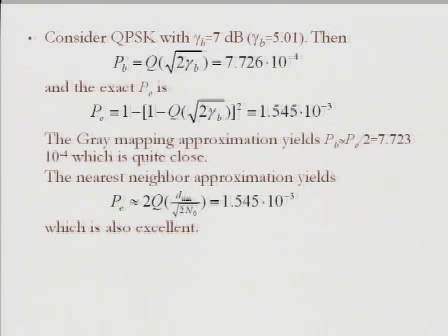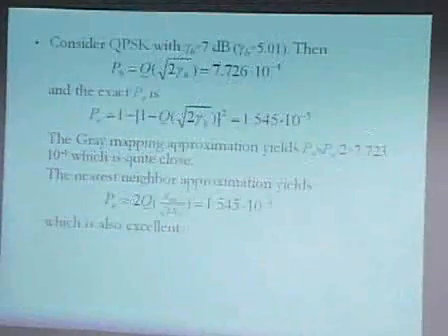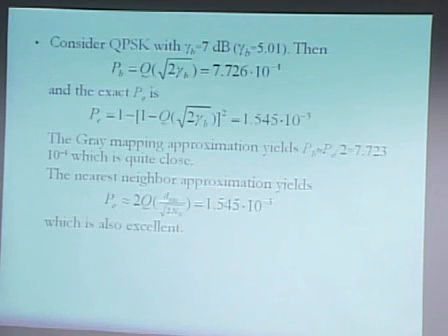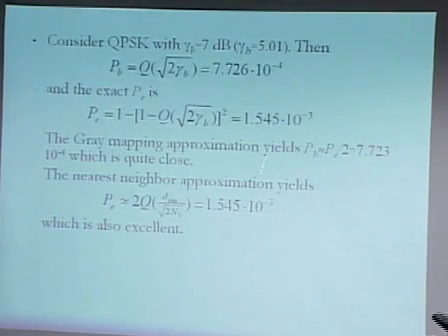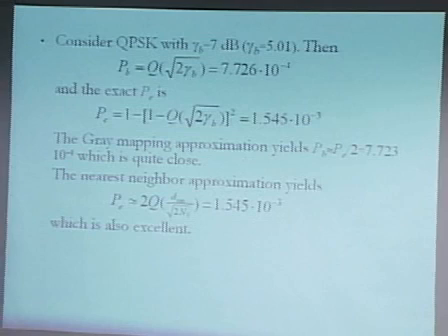Now, let's use the approximation that Pb is about Ps divided by 2. We'll get something that is actually very close, okay? So this validates this approximation, this Gray mapping approximation in this case. And nearest neighbor tells us that this is 1.545. So down to the third decimal point, they're identical.